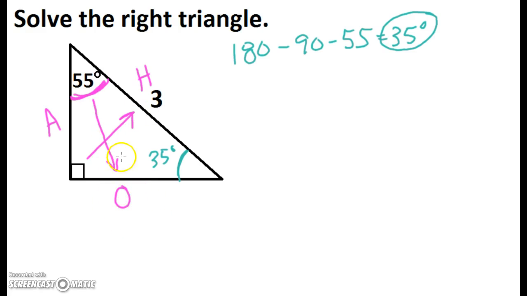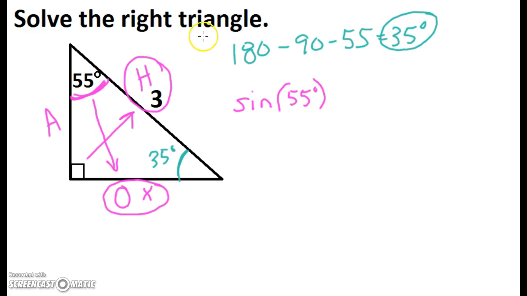All right, so I'm going to put an X right here. That's what I want to solve for. I'm going to need to use O and H in order to solve for X. So O and H uses sine for SOHCAHTOA. So I'm going to say the sine of my angle, and the angle that I used to label the triangle was 55 degrees. So the sine of 55 degrees is equal to O over H. So that's going to be X over 3.